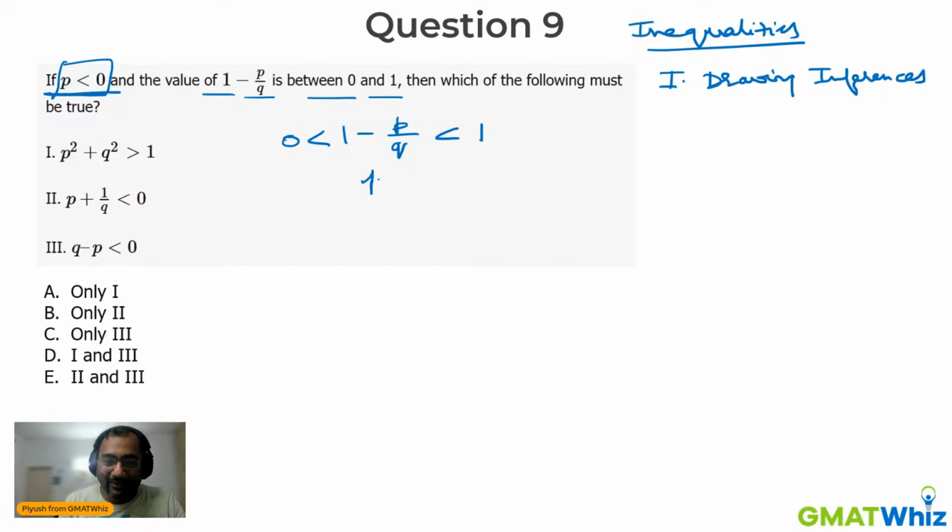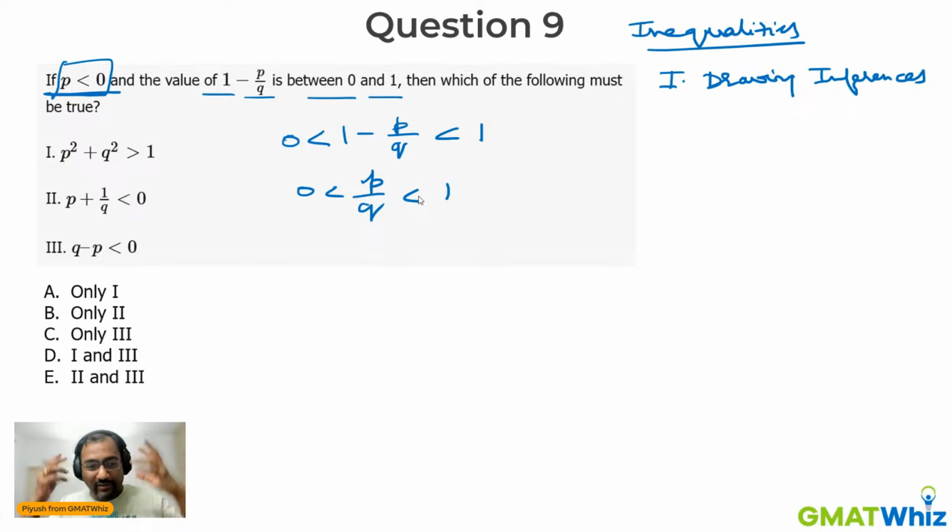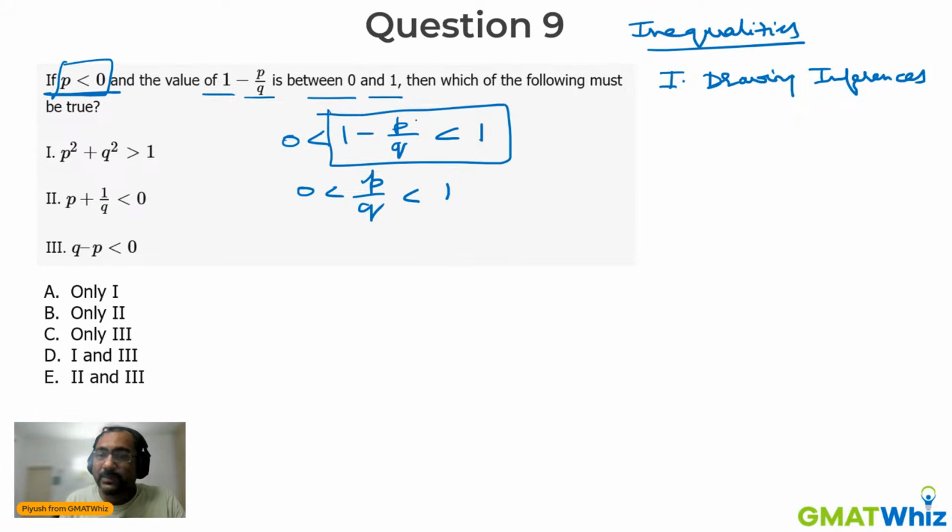KM says P and Q are both negative. Perfect. So I can flip this around and simply say that P by Q is between 0 and 1, because if 1 minus P by Q is supposed to be between 0 and 1, P by Q is also supposed to be between 0 and 1. You can deduce this logically, or you can also deduce this by subtracting 1 on both sides of the inequality. So you can always do it mathematically also. I'm not showing how to do it mathematically, but you can do this inference logically or mathematically, whatever you want to. So if you see this, then you know that P by Q is positive.